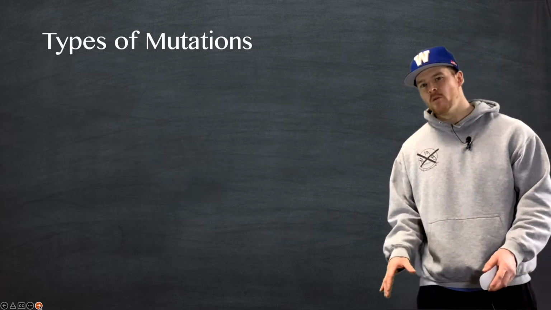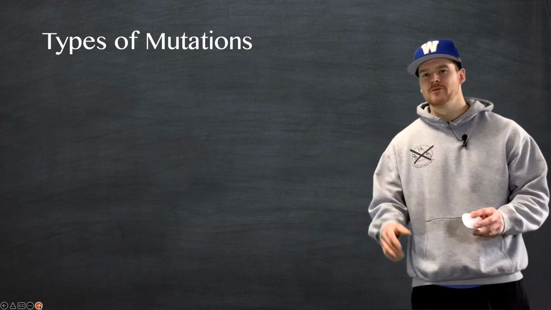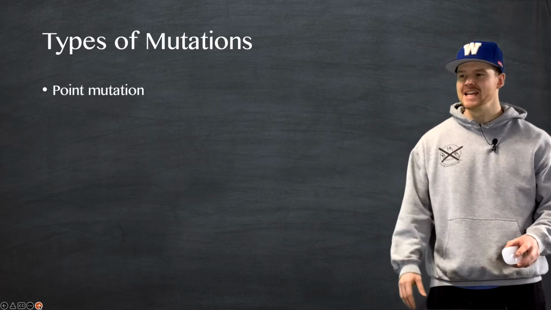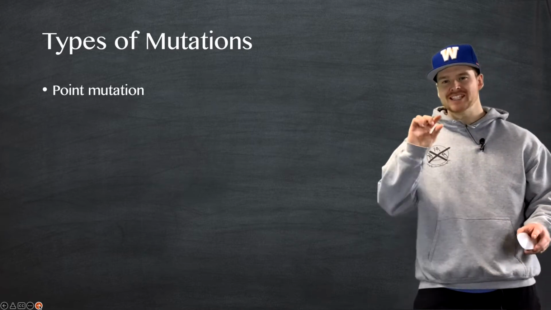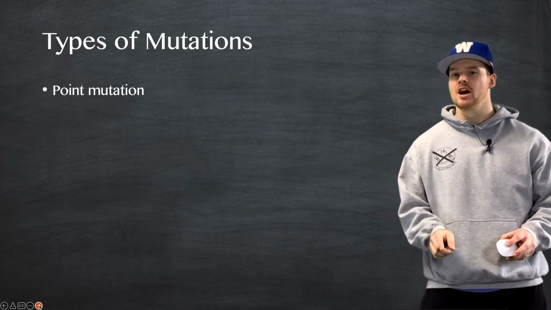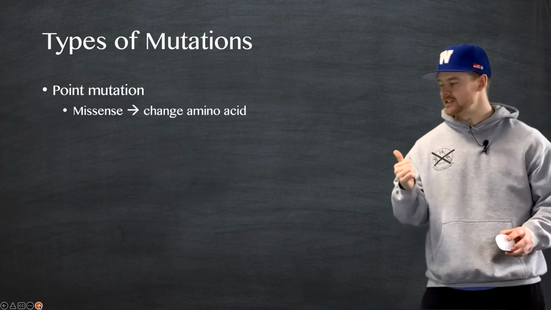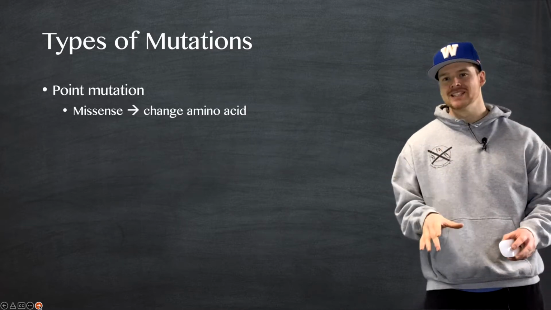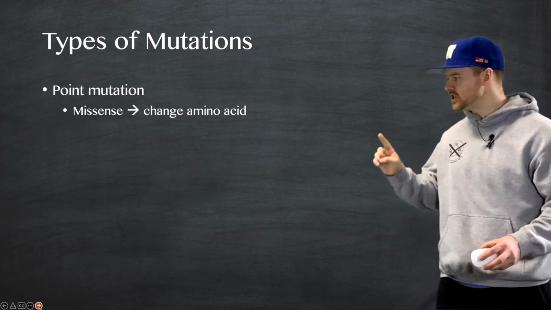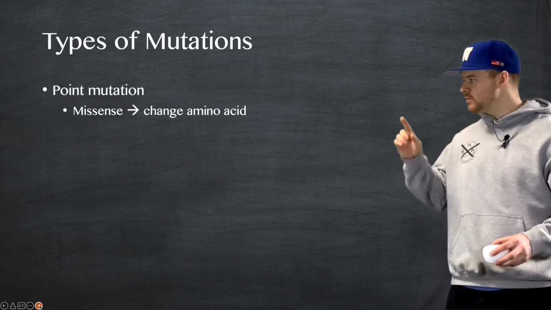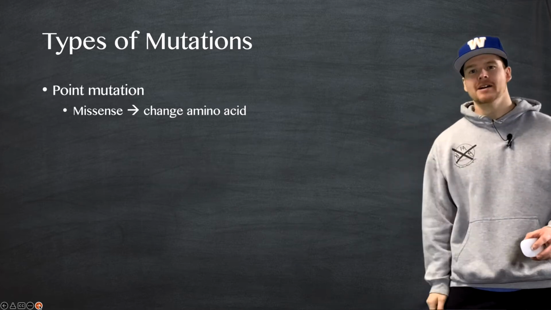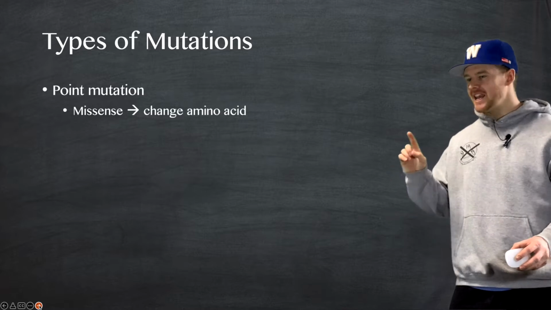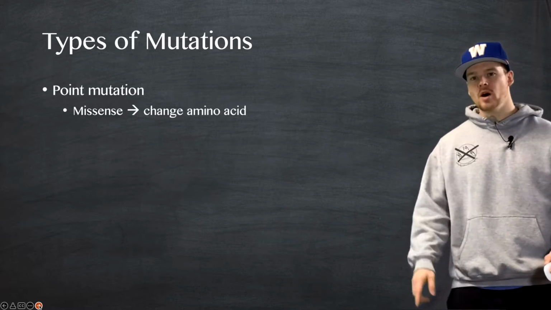Okay, so now that we know what a mutation is, we're going to look at some different types. And the first type we're going to look at is a point mutation, which means a change in a nitrogen base is going to cause a change in just one amino acid for our first one, which is called a missense mutation. It changes just one amino acid. So the point mutation, we change one nitrogen base to something else, and now we're going to have a missense which affects one amino acid.